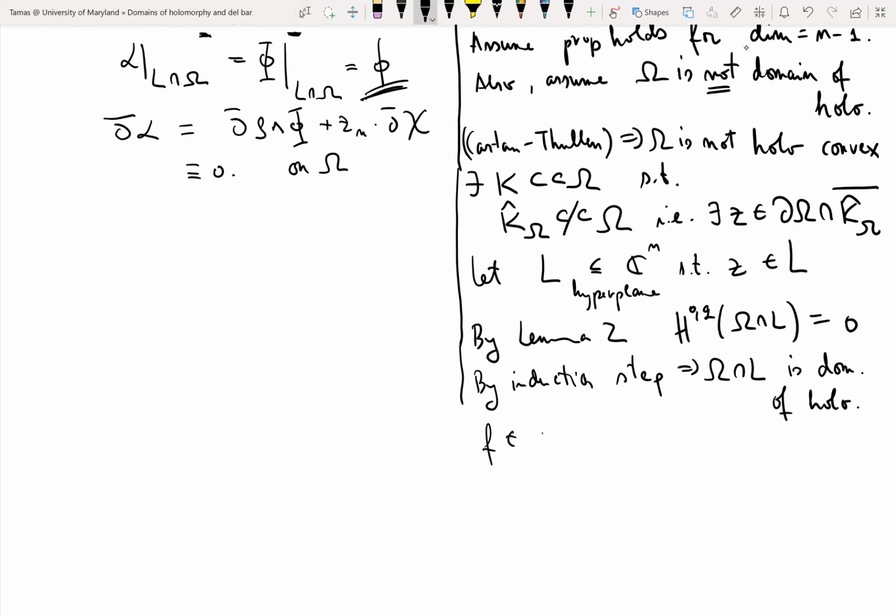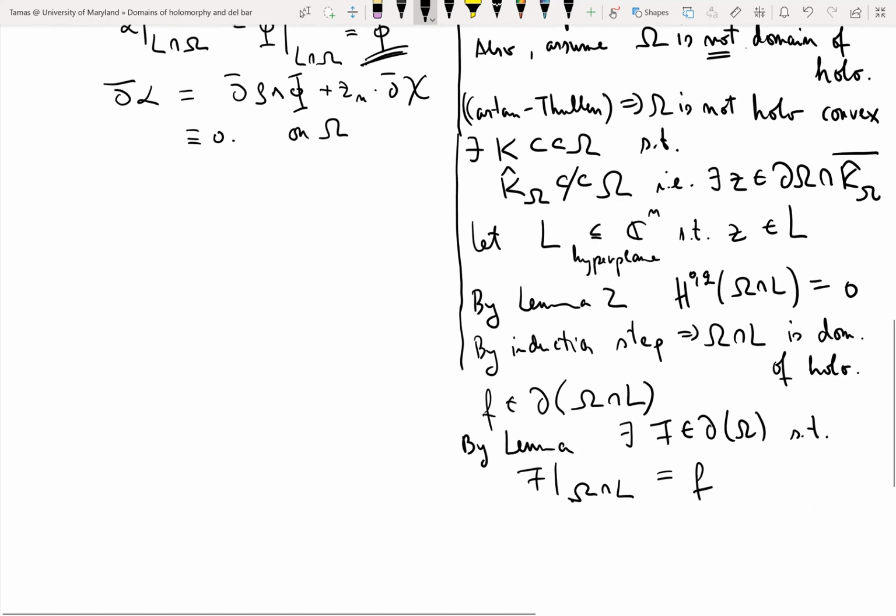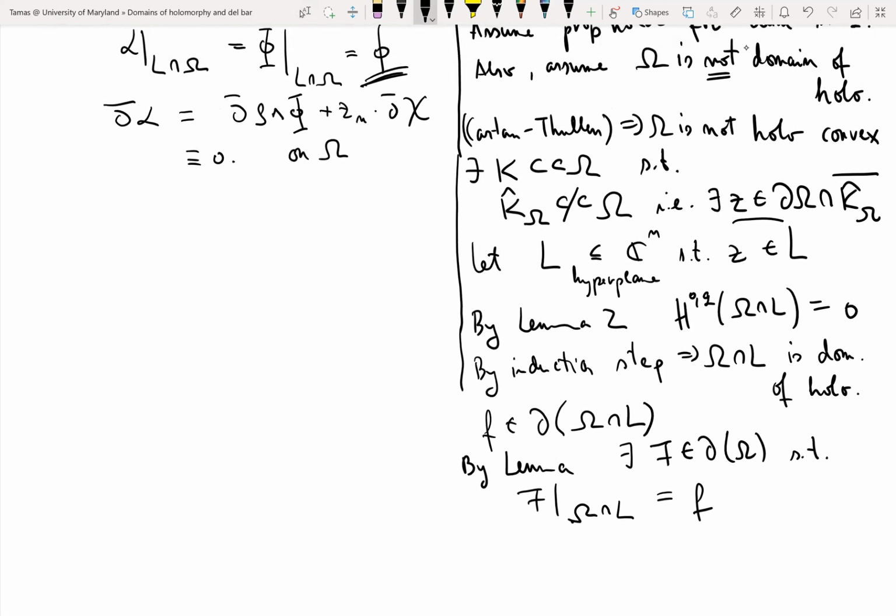So let's pick an arbitrary holomorphic function f in omega intersect L. So by lemma 1, there exists a capital F holomorphic in omega extending small f. So F restricted to omega intersect L is equal to f. Okay, but by the proof of Cartan-Thullen, due to the fact that Z lies on the intersection of the boundary with the closure of the analytic hull, we know that capital F must extend holomorphically at the boundary point Z. So by the last step in the proof of Cartan-Thullen, you can go and review this step in my previous video.